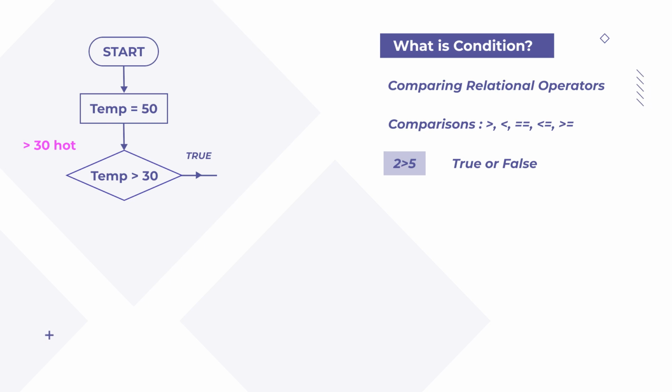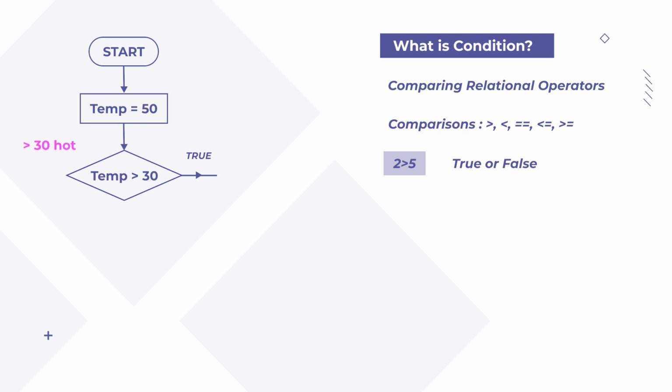So see here, we are comparing 2 with 5, with the help of the relational operator, which is greater than. So we are asking, Mr. Computer, tell me, is 2 greater than 5? So if this is true, it will give us true, or if this condition is false, it will give us false, but it will either give us true or false.